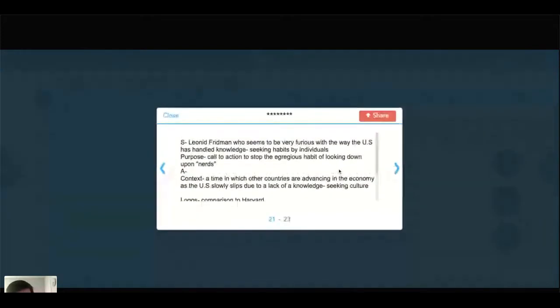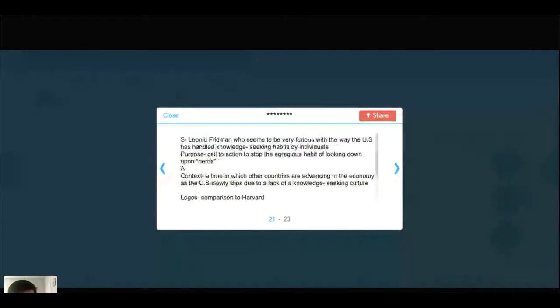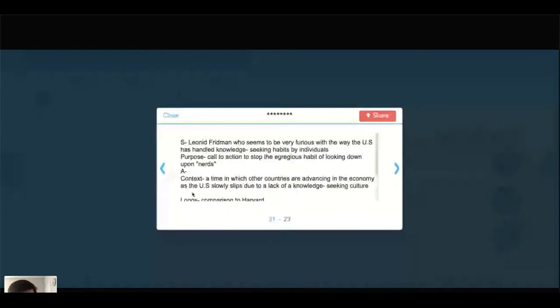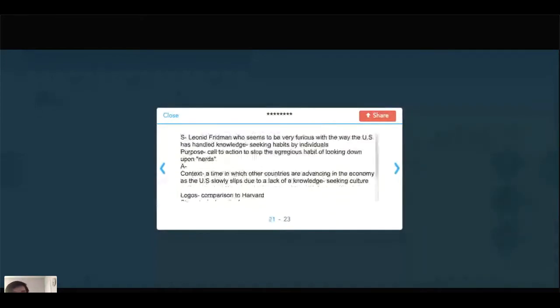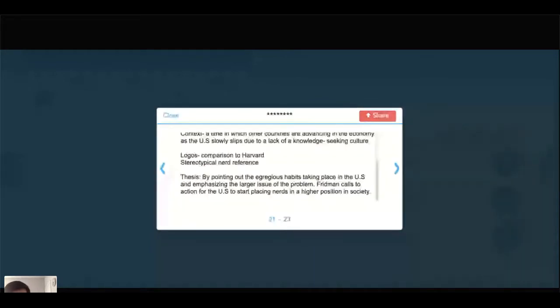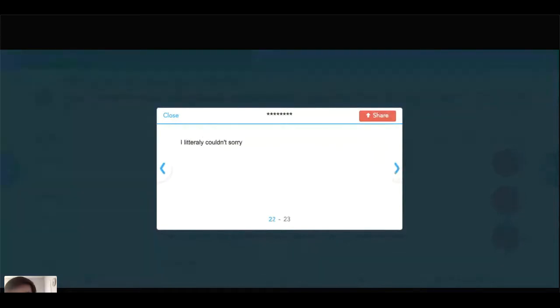Lots and lots, SPAC, I like it. By pointing out the egregious habits taking place in the U.S. and emphasizing the larger issue for the problem, Friedman calls to action. See, I love these verbs. Calls to action, convinces, that kind of stuff indicates that it's rhetorical analysis and not a summary of their argument.